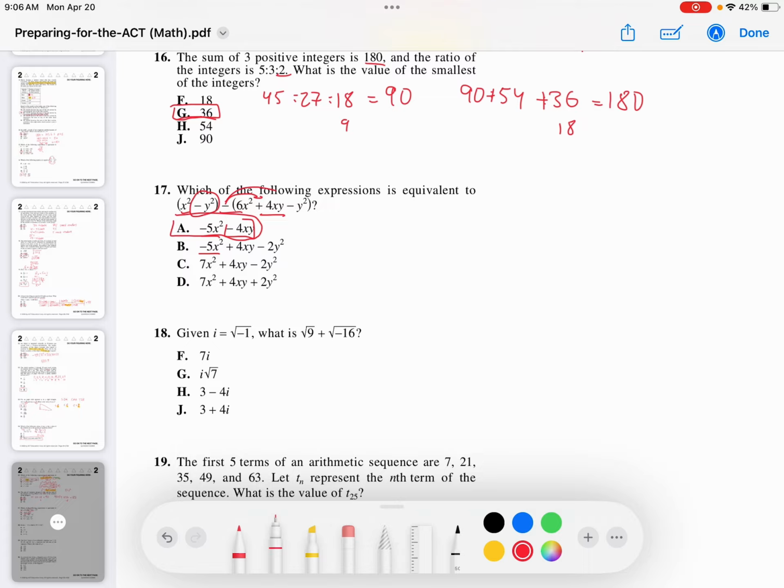Negative y squared minus negative y squared. Yep, that would cancel out. The minus would make that a positive, and those would cancel out. So it should be A.